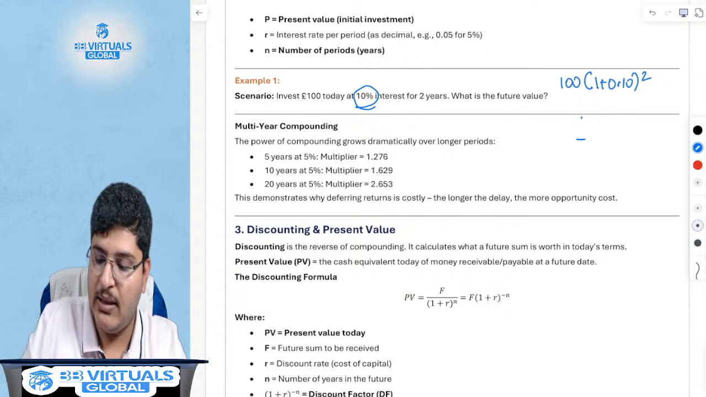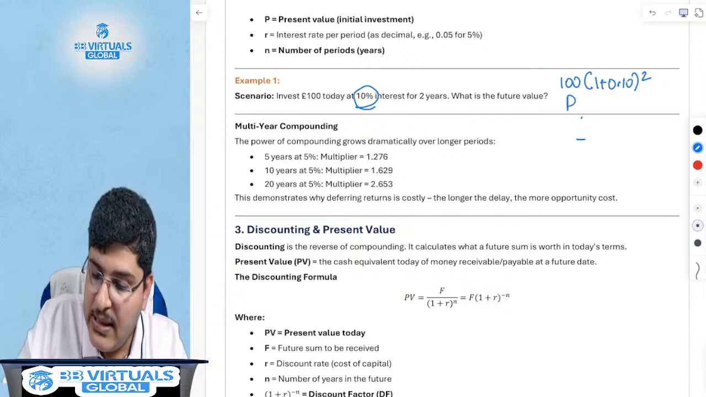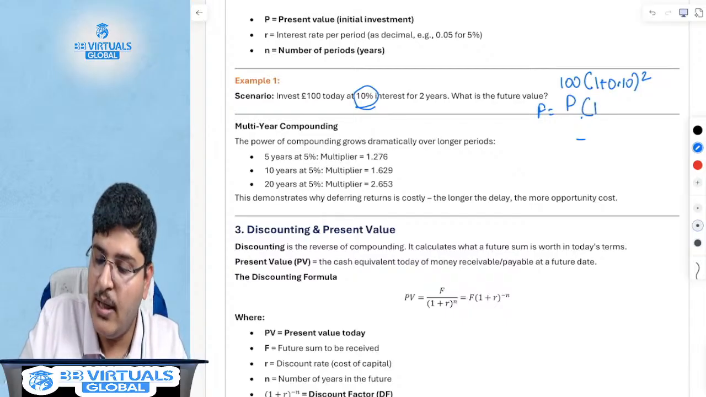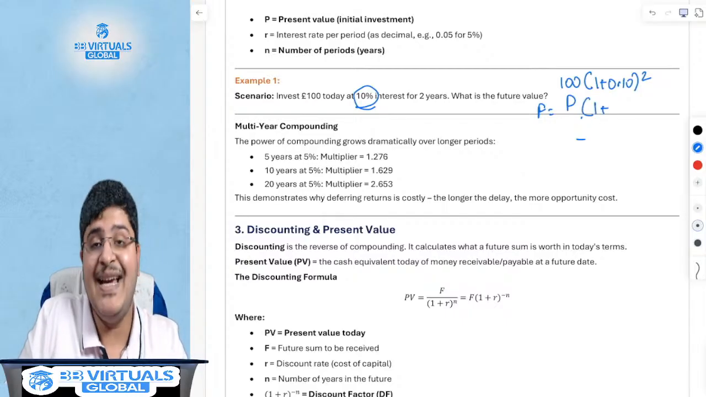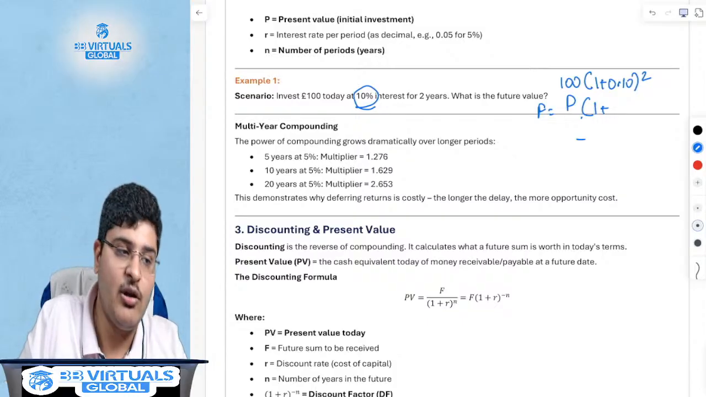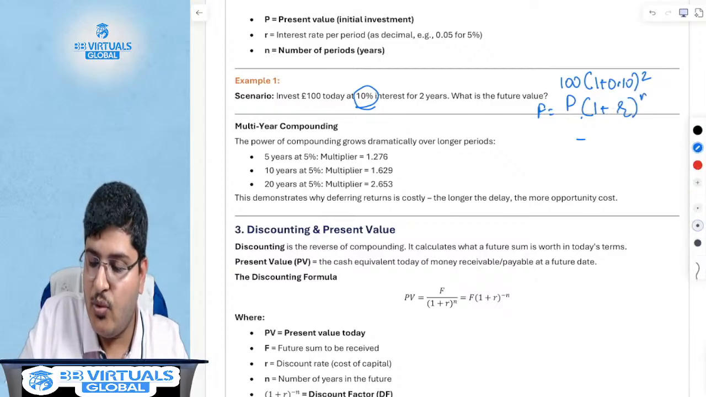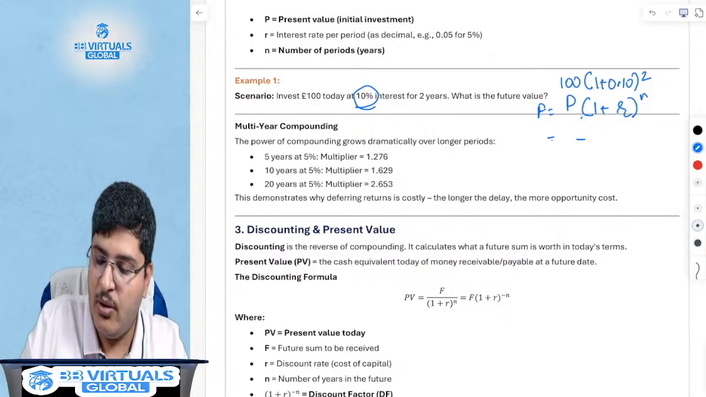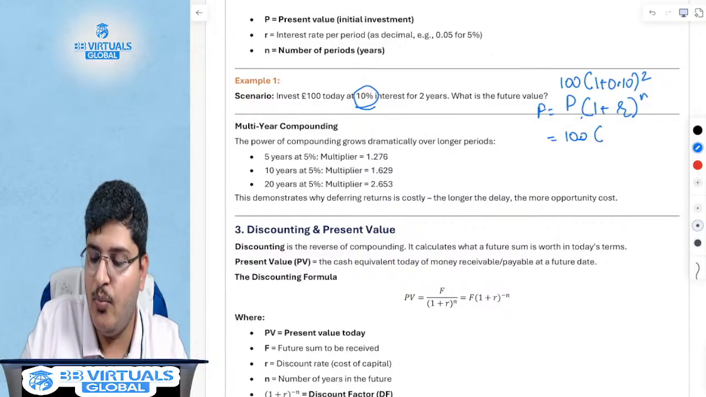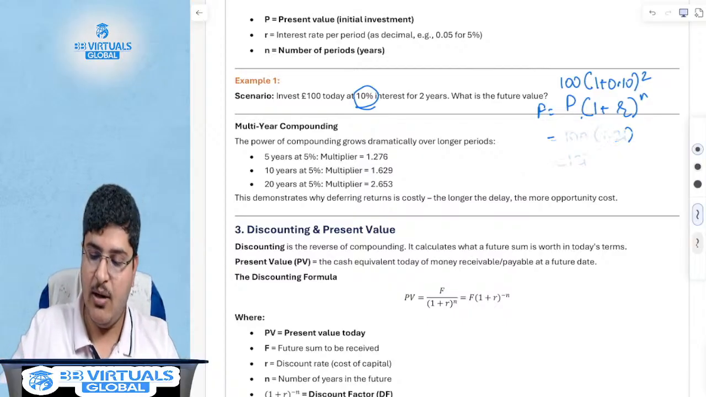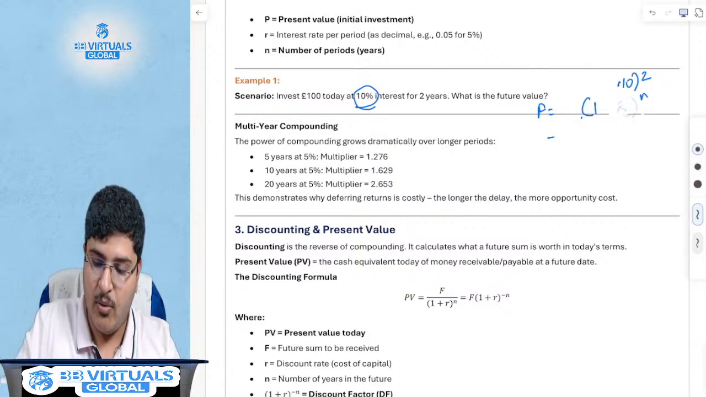The other way is using the formula that we studied. Future value is the principal amount, or present value, into (1 plus the interest rate, or the discounting rate, or the required rate, or the cost of capital, whichever way you look at it, which is R) raised to n. This number is 100 into 1.21, which is 121. This is the base meaning of the concept of compounding.